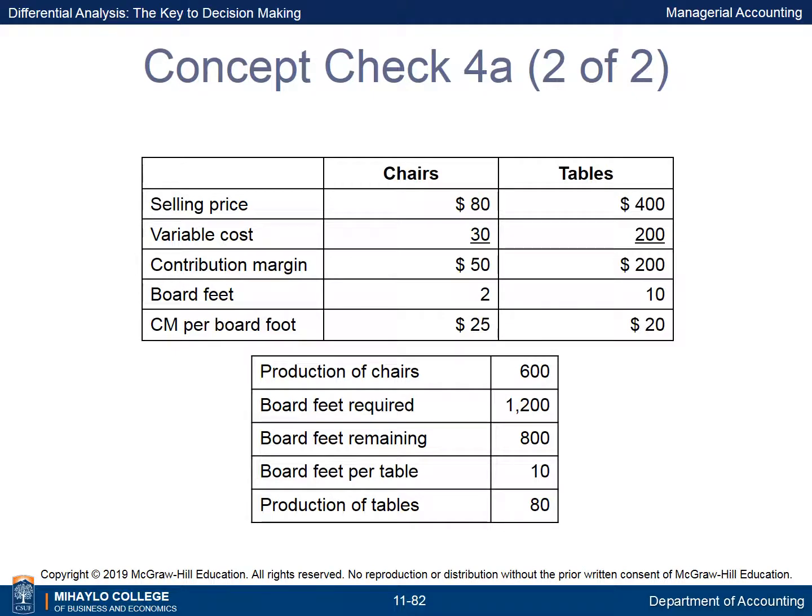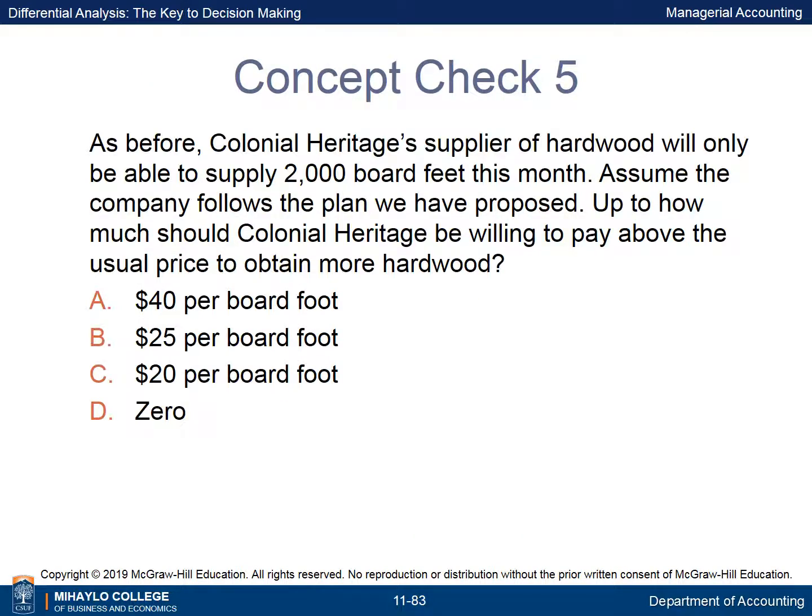In this case, each board foot of additional wood will allow the company to earn an additional $20 of contribution margin and profit. As before, Colonial Heritage's supplier of hardwood will only be able to supply 2,000 board feet this month. Assume the company follows the proposed plan. Up to how much should Colonial Heritage be willing to pay above the usual price to obtain more hardwood?